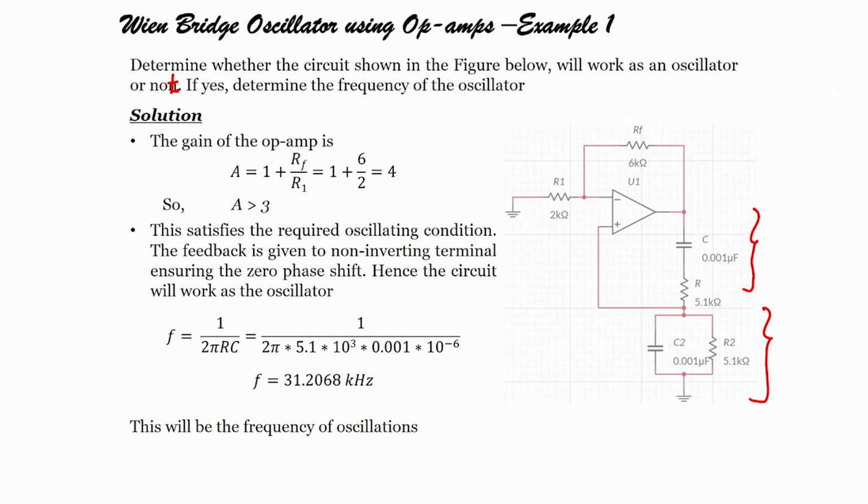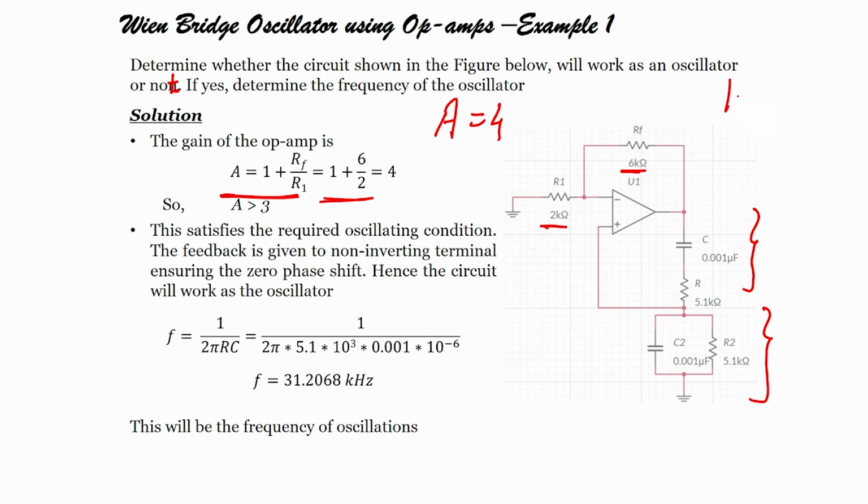So, first let us see what the gain is. RF and R1 values are given, so let us substitute. This is a non inverting amplifier, and we already know the gain is given by A equal to R1 plus RF by R1. Substituting, 1 plus RF 6 kilo ohm by R1 2 kilo ohm, 1 plus 6 by 2 equals 4. So A is equal to 4.